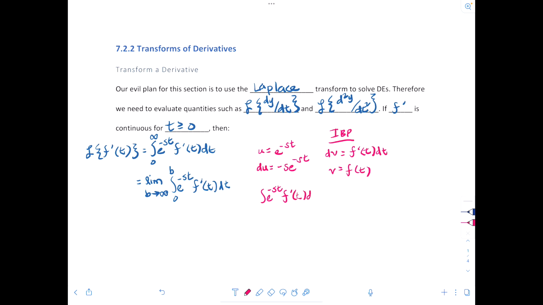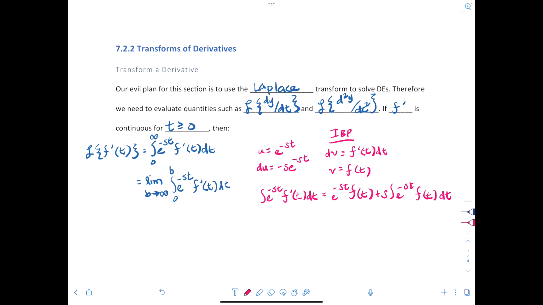So putting it together, we'll have the integral of u, which is e to the negative st, dv, which is f prime of t dt, is equal to u times v. So we'll have e to the negative st times f of t minus the integral of v du. So minus a minus is plus, and we can factor out the s because it's not part of our integral or our limits of integration. And then we will have e to the negative st times f of t dt. Groovy?